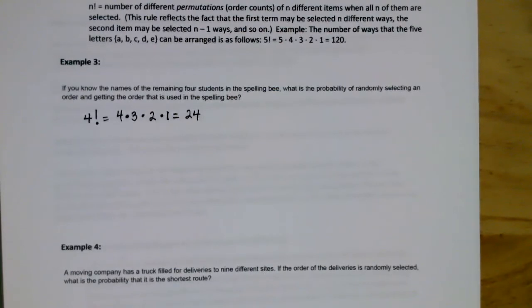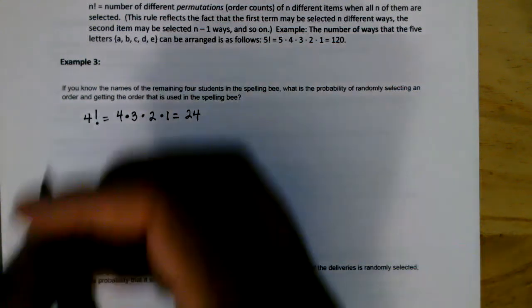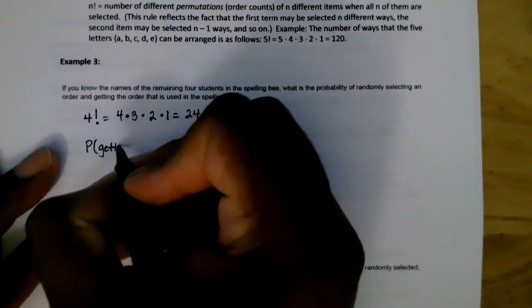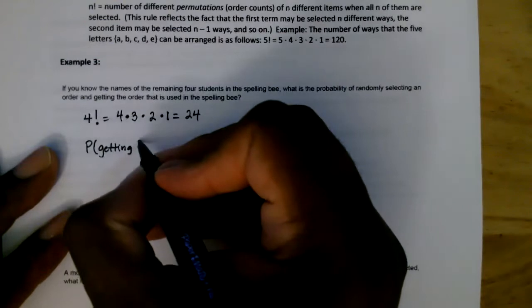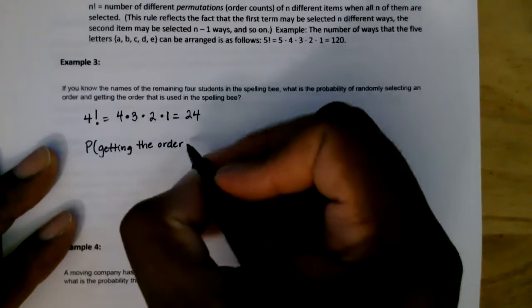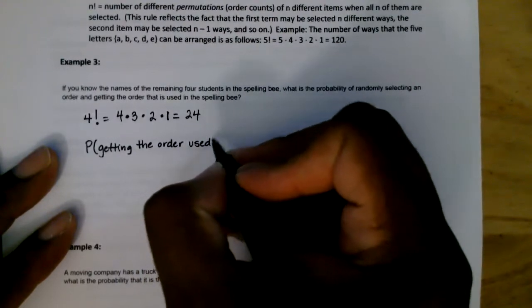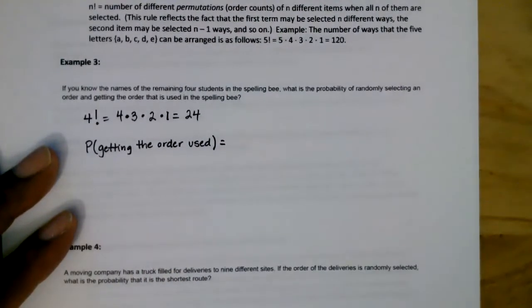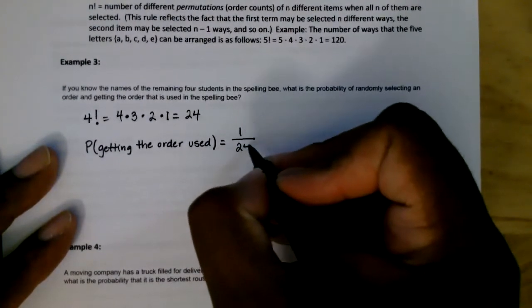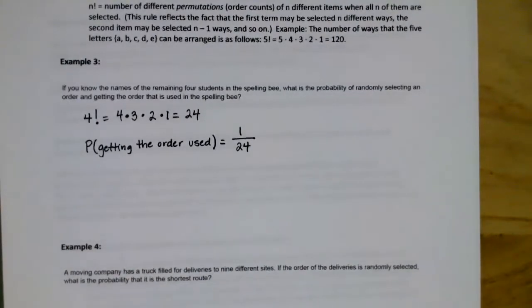Now they want the probability of randomly selecting an order and getting the order that is used in the spelling bee. So the probability of getting the order that's used in the spelling bee, and there's only one way for that to happen. So it'll be 1 over 24. And we're going to leave that as a simplified fraction.